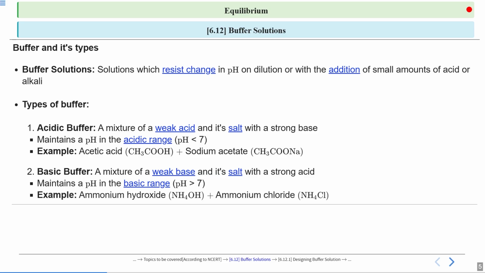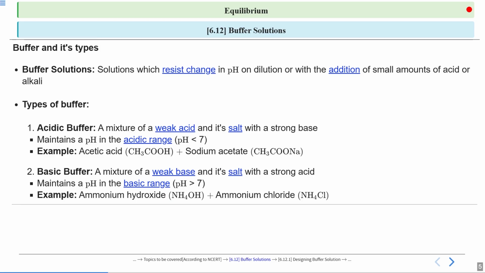What can be the example of it? Say we have ammonium hydroxide and ammonium chloride. Now, ammonium hydroxide is a weak base, right? And you can take the cationic part of this ammonium hydroxide, which is ammonium, and combine it with the anion of a strong acid to make ammonium chloride. So here the strong acid is probably hydrochloric acid, which is giving its anionic part, which is chloride.